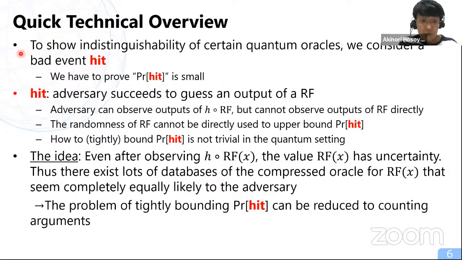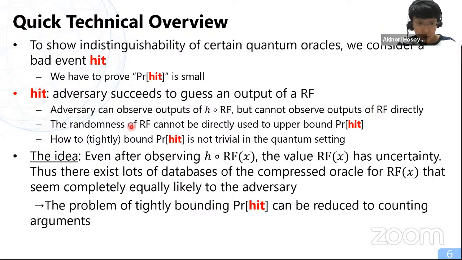So in our proof, to show indistinguishability of certain quantum oracles, we consider a bad event hit. And in our proof, what we have to prove is this probability is very small. And this event is the event that an adversary succeeds to guess an output of a random function. And here, the setting is something like this. So the adversary can observe the outputs of this composition function. And here, H is the quantum random oracle or the compression function. The adversary can observe the output of this function, but cannot observe the outputs of RF directly.